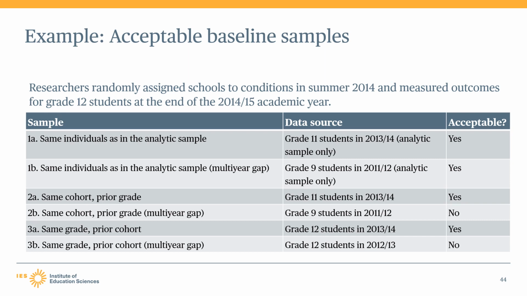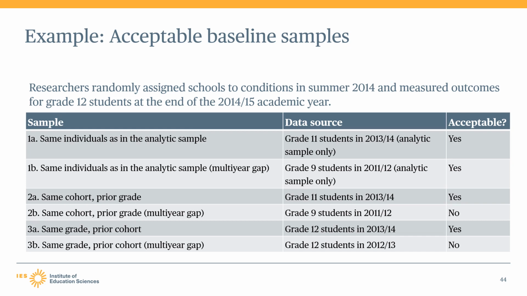In contrast, sample 2B is a baseline sample of the same cohort with a multi-year gap. This is not an acceptable baseline sample because of the longer gap between baseline and outcome data collection. This longer gap weakens the degree of overlap with the outcome sample of individuals because of the longer time frame for joining and leaving clusters to occur.